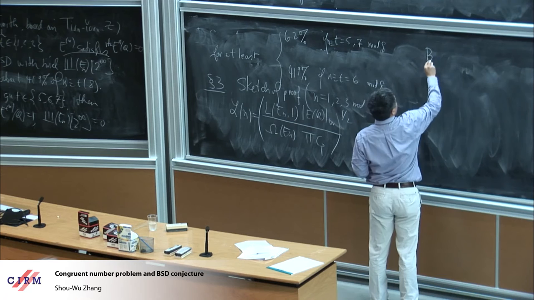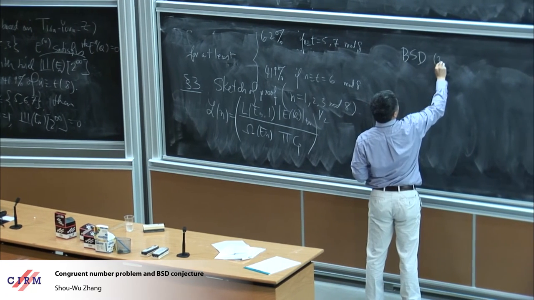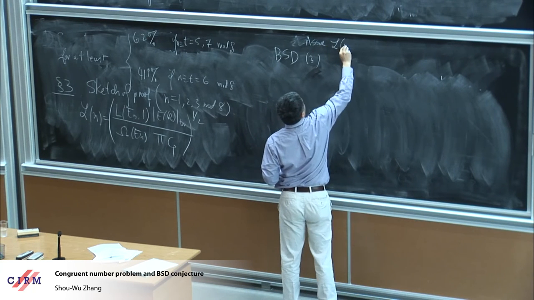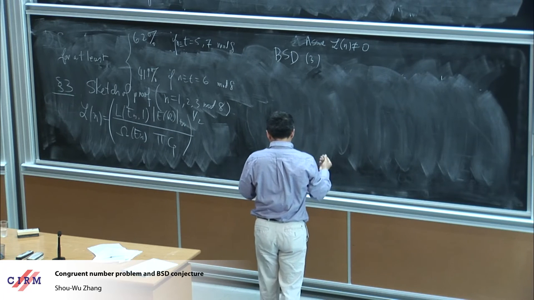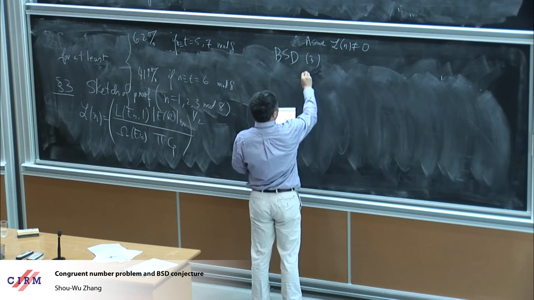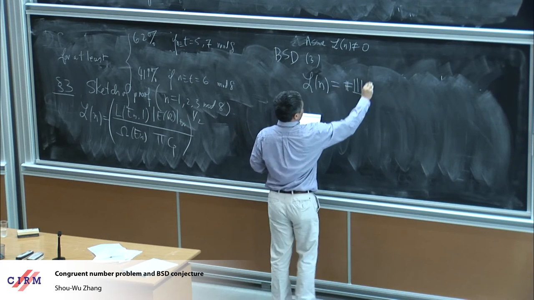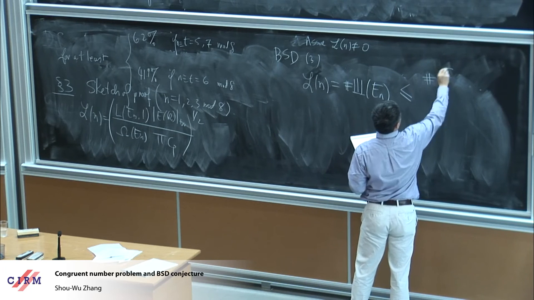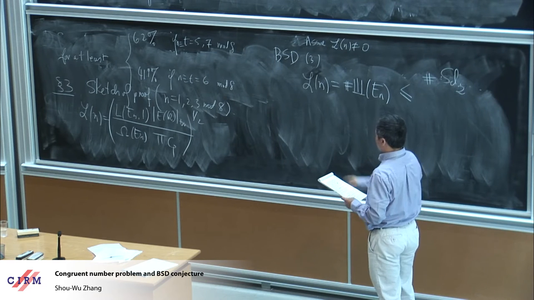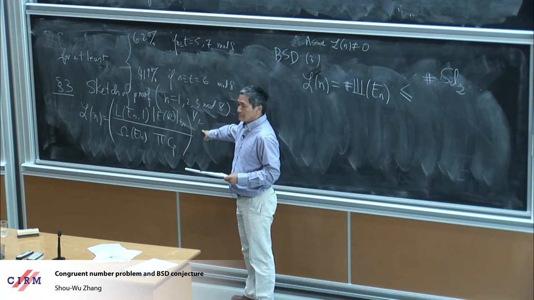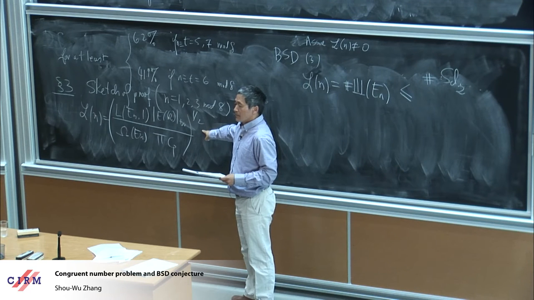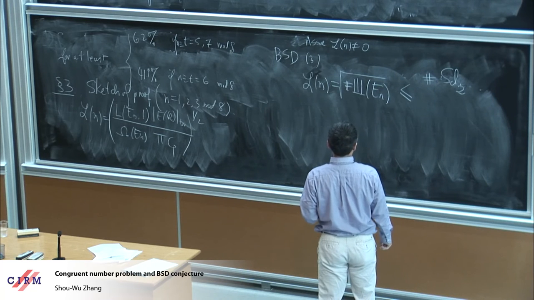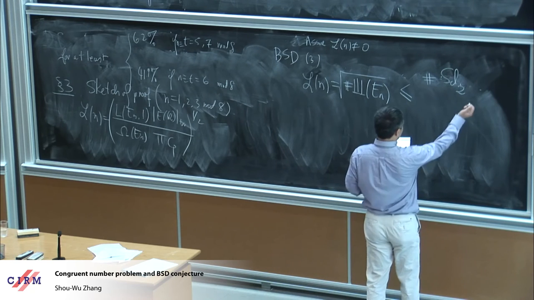So the BSD, the third part. Assume L(n) is not zero. The third part basically means the following: L(n) is equal to the cardinality of the Sha group. But this one we know is less than or equal to the 2-Selmer. No, I already take a square root here. Oh, it's a square root. Yeah. Right. So everything is a square root.